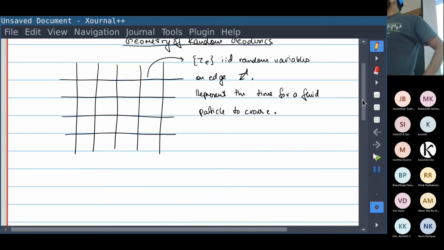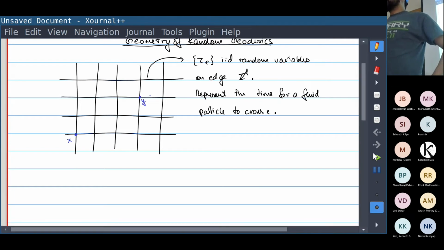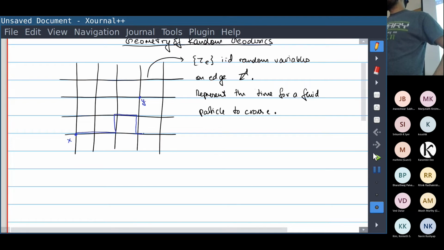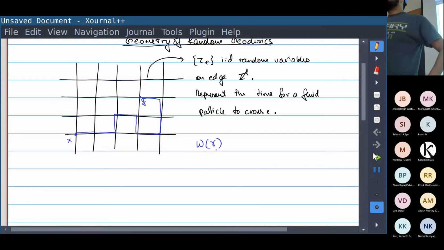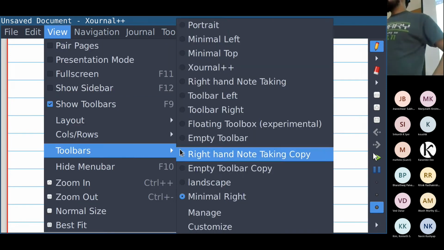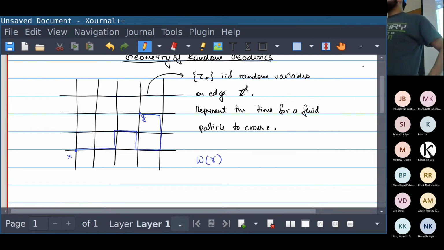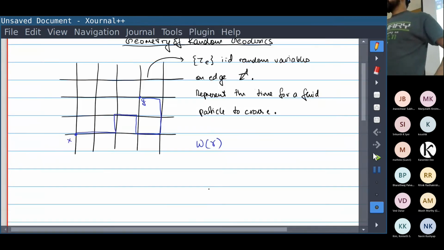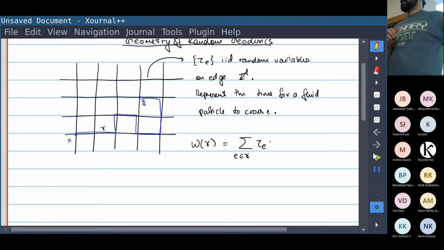So suppose I want to get from this point, which is x, to that point, which is y. The fluid could take, say, this particular path from x to y, these particular edges. And so then I'll say that the weight of this path, let me call it gamma, is just the sum of the weights of the edges in gamma that it encounters. So that's the weight of this path.